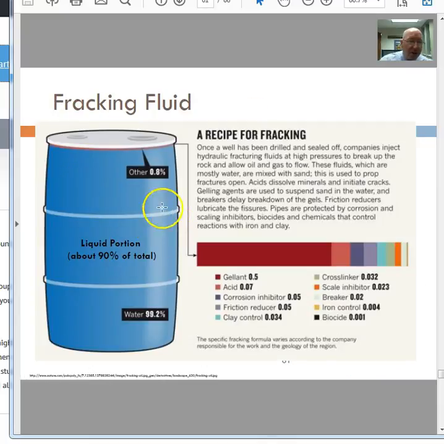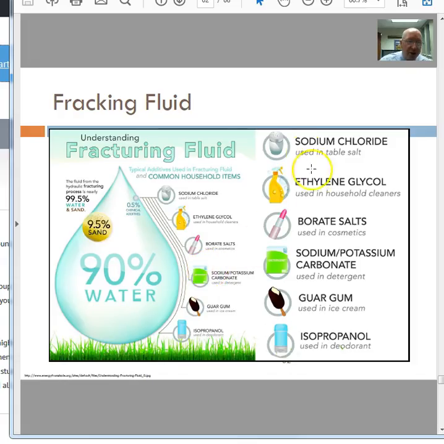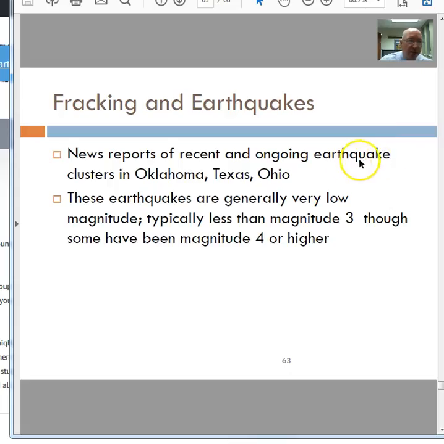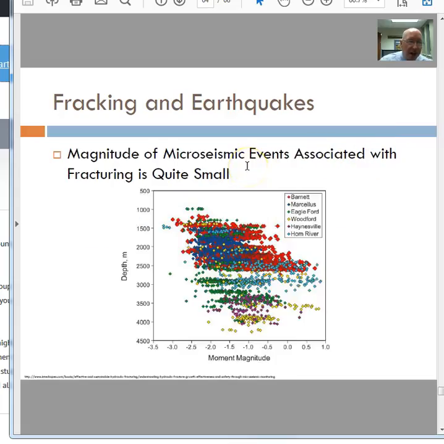We're going to talk more about this later. The fracking fluid, I hope you picked up on this in this presentation. When people talk about fracking fluid, 99.2% of it's water. Only less than 1% is a chemical. And as he pointed out to you, those chemicals are not particularly exotic. And then he wound up with the fracking and the earthquakes.